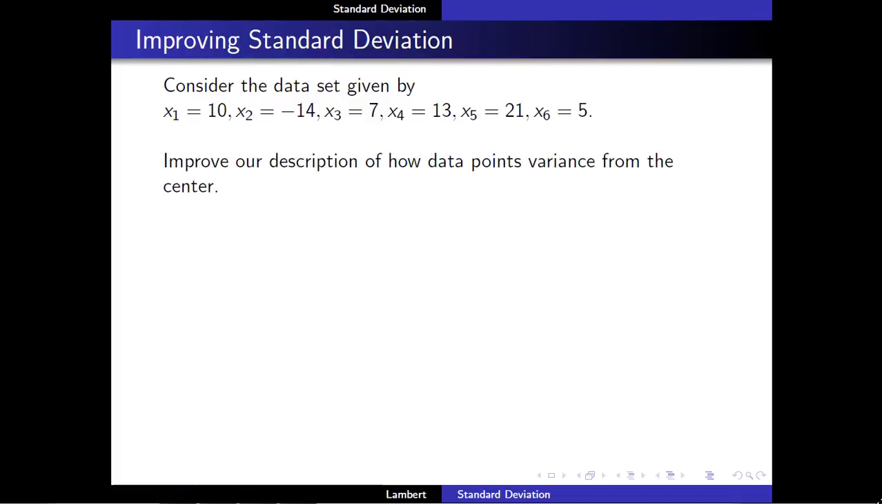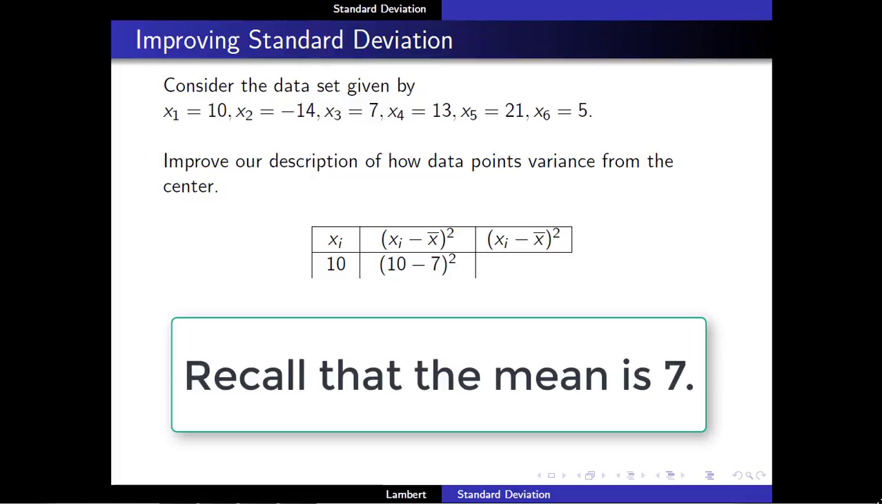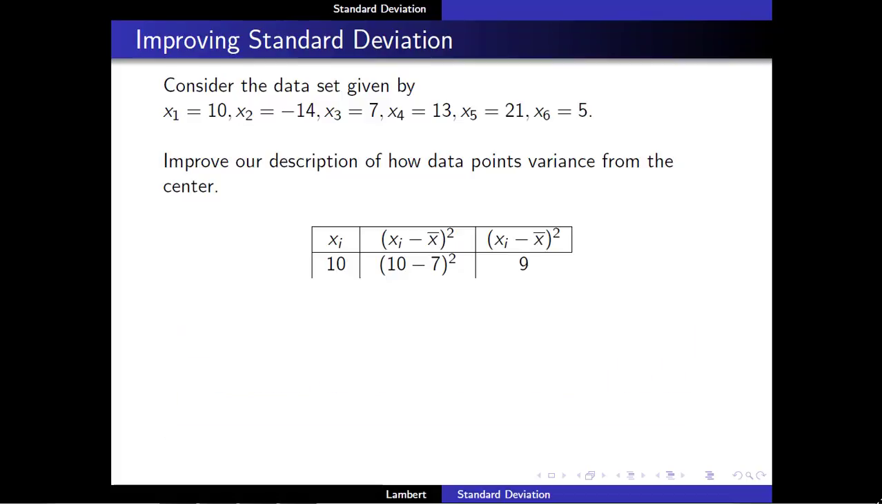So with that in mind, how are we going to improve upon it? Well, rather than take just the difference with the mean, we're going to take the difference and actually square it. So now when we're plugging in 10, we're going to take 10 minus 7 and square that quantity. That's basically 3 squared, which is 9. We can do the same thing with negative 14. If we take negative 14 and subtract off 7, square that, we actually get 441.